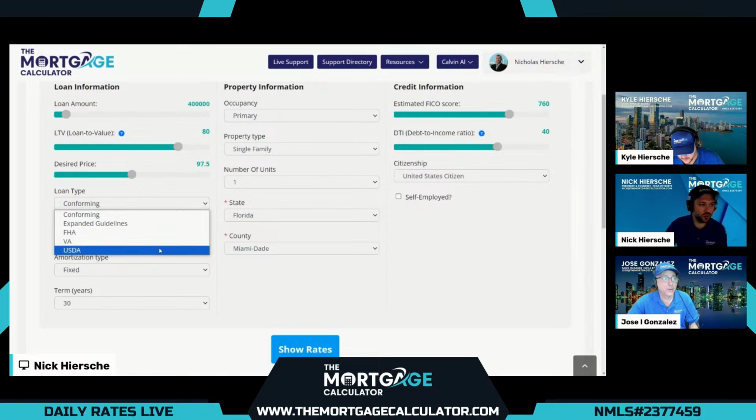VA is only for eligible vets and active service members. If you are, just let us know. We'll quote it, no problem. Same thing with USDA. That's only for eligible properties. If you happen to be looking in those areas, just let us know. We'll start with conforming conventional.